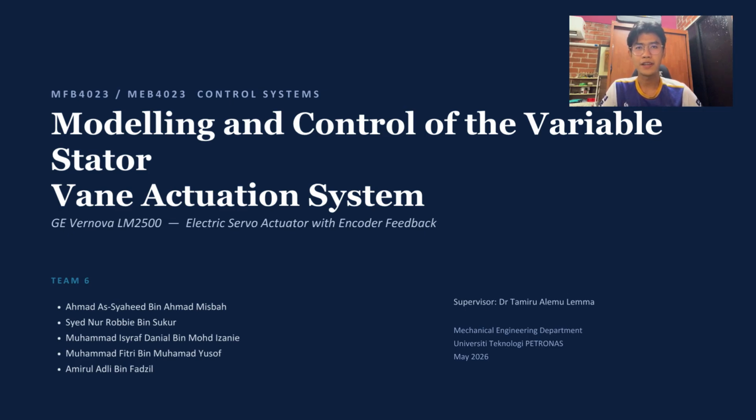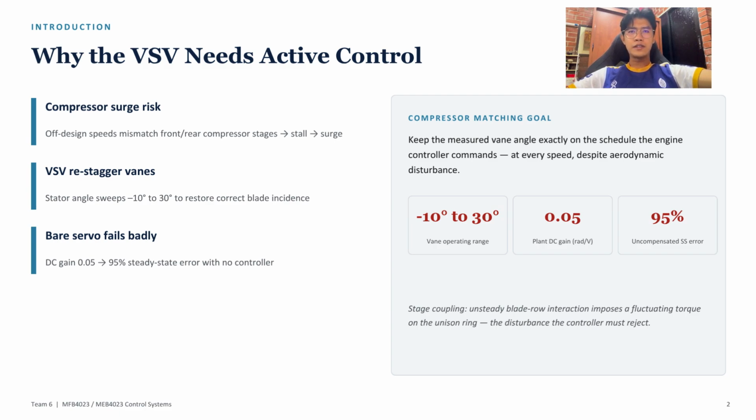We are from Team 6 and today we are going to be presenting our control system design for the variable stator vane actuation system on the GV Vernova LM2500 gas turbine. The LM2500 compressor has to work properly across a huge range of speed, but at a low speed, the front and rear stages do not match up aerodynamically. This mismatch can lead to compressor surge, which is genuinely damaging to the engine.